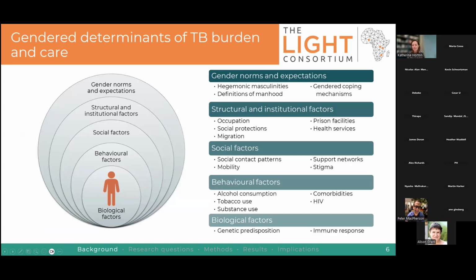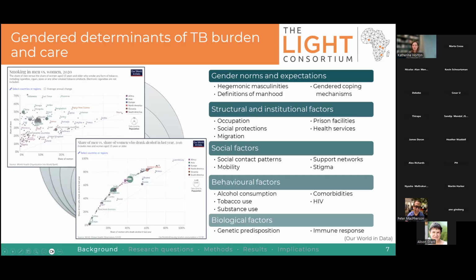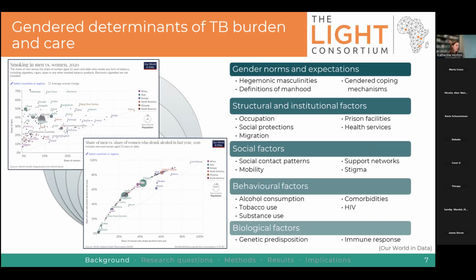I'd like to touch briefly on some of the explanations for these differences between the sexes. And we've conceptualized these using an adaptation of the Dahlgren and Whitehead rainbow model of health determinants. If we start at the center here, there's evidence of biological factors that likely contribute to these differences, namely genetic predisposition and differences in immune response. If we then consider behavioral factors, this would include risks like alcohol consumption and tobacco use, both of which we know are associated with higher risk of TB infection and/or disease.